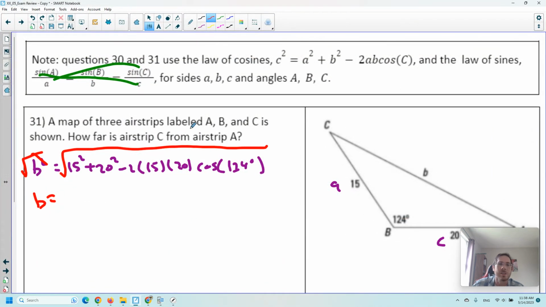Oh, it doesn't even say. It just says how far is it. So B is about 31 miles. Yep. Well, it doesn't even tell us anything. Miles makes sense, but I mean 31. There's no units anywhere on that picture.